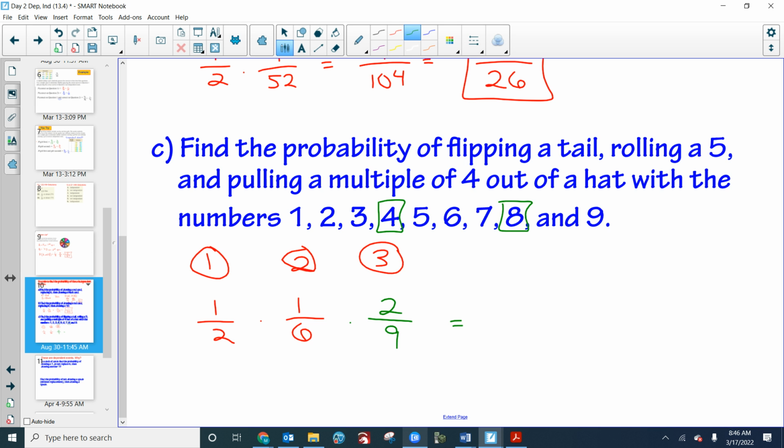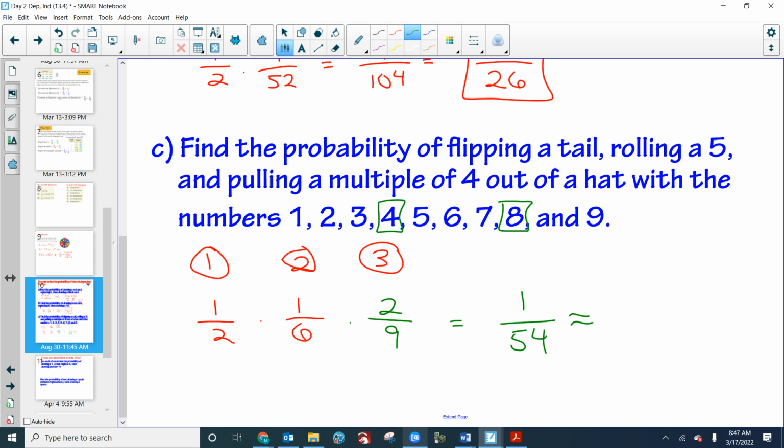12, 90, 18, 108. Is it 1 out of 54? Double check me. And if you read it as a decimal, or percent, that's fine. What'd you get? Should be a little over 2%, right?